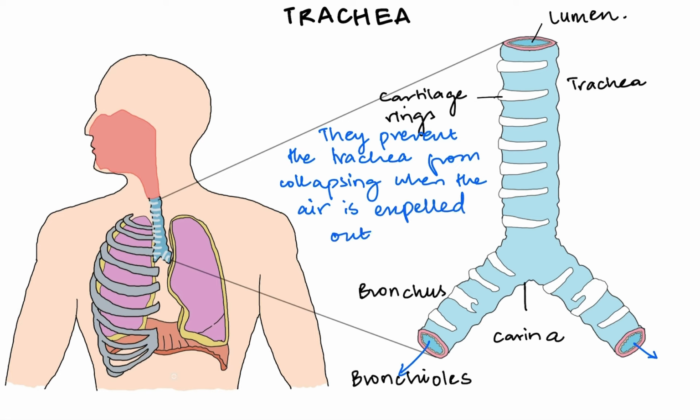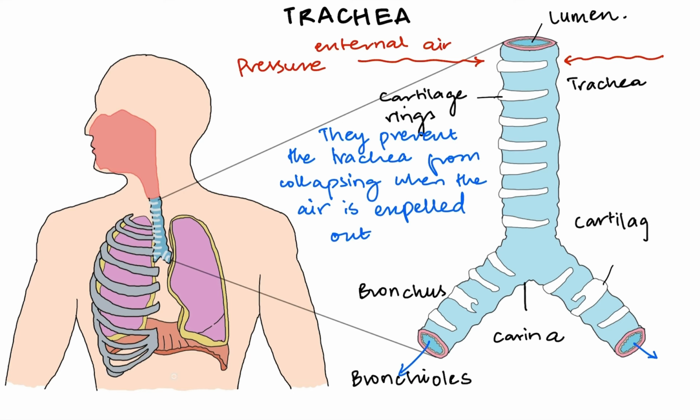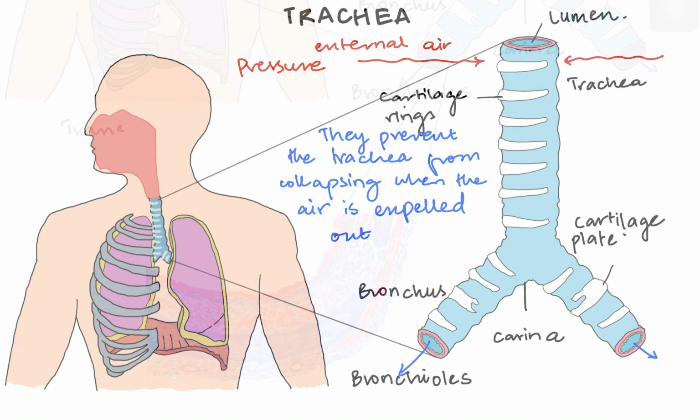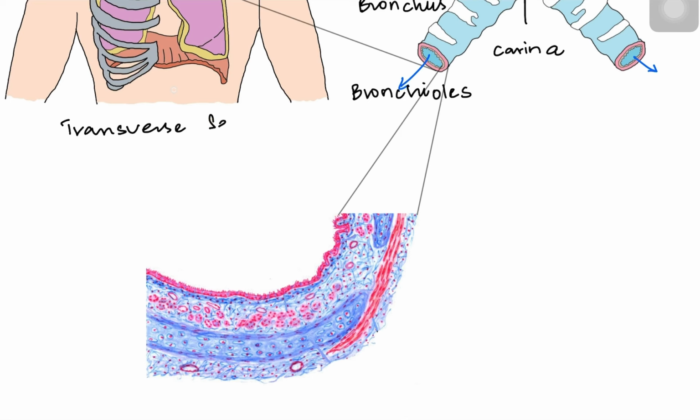So the trachea is prevented from collapsing by the cartilage when the air is expelled out, because the air pressure would have made the trachea collapse, and we can't afford that. So because of the external air pressure, there's this fear of collapse, and that is why the cartilage rings help us. Bronchi have those cartilage plates, which means they're not very regular in shape, but at least they serve the same purpose. When we look at the transverse section of the trachea, you can see this diagram.